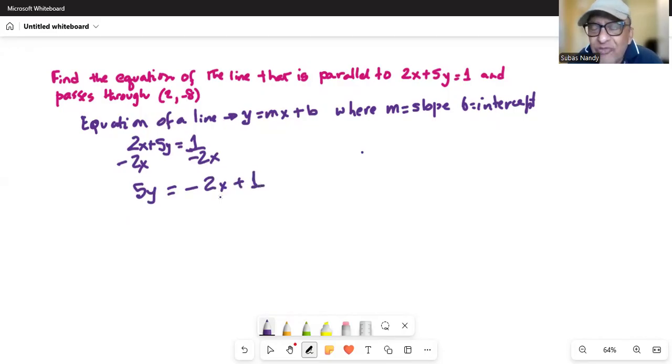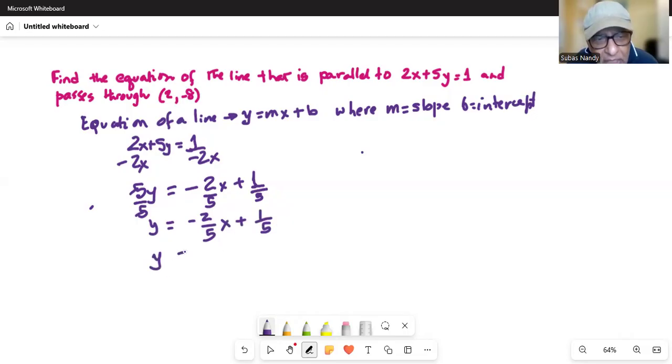Now we need to make the coefficient of y equal to 1. The coefficient is the number in front of y. Here it is 5y. We have to remove that 5, to make the coefficient 1. So we will divide by 5 on both sides, the left hand side as well as the right hand side. The purpose of dividing by 5 is to cancel out the 5 on the left hand side, and we will get y equal to minus 2 fifths x plus 1 over 5.